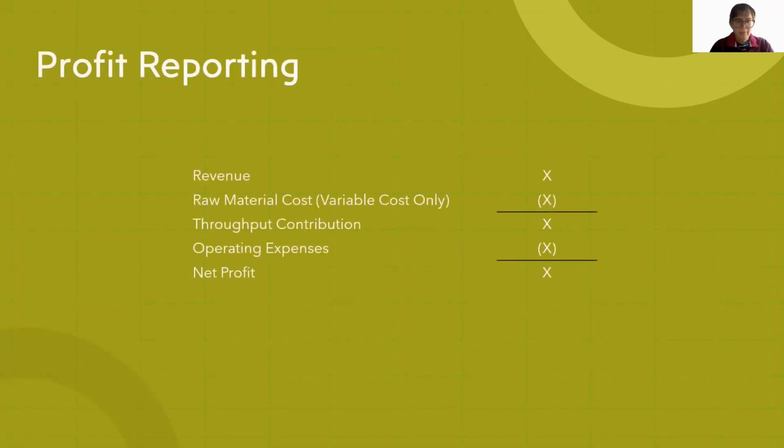Profit reporting then. If you're asked to calculate this using the throughput method, you can do so quite easily. So you would just deduct your raw materials from your sales revenue in order to get your throughput contribution. At that point, you can then deduct any remaining operating expenses in order to arrive at your net profit figure.